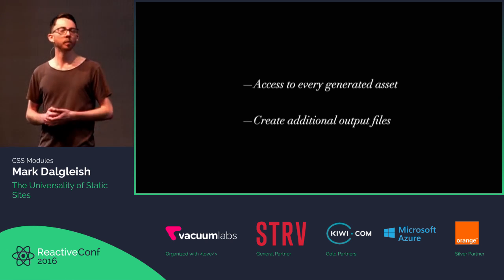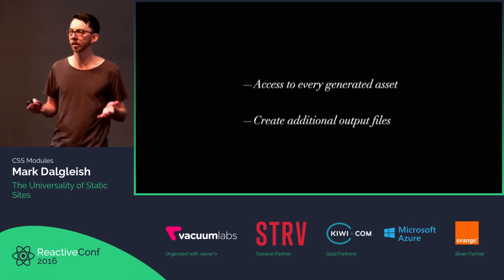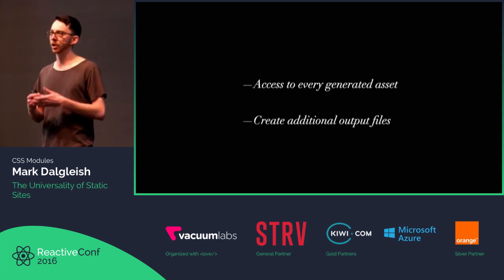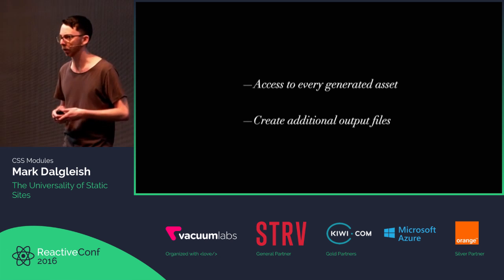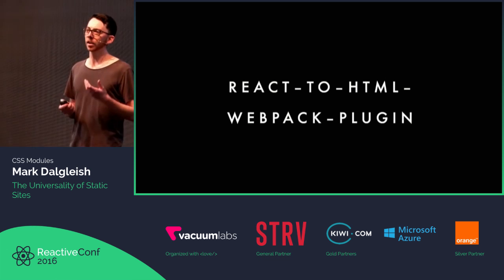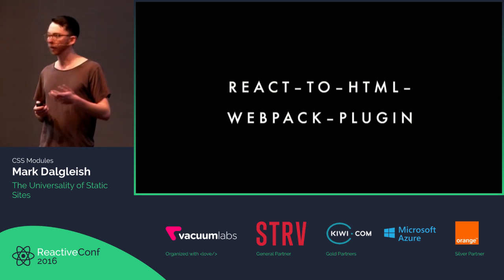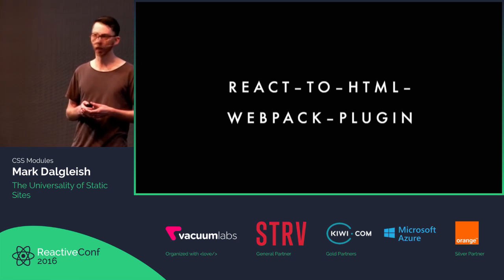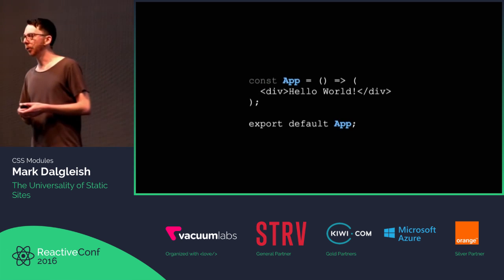Many of the most common plugins do this. For example, the extract text plugin that generates CSS. That is reading your source code and generating extra CSS files as a result. That's the kind of power we needed in this case. And that led to the creation of a somewhat hacky but definitely workable solution called React-to-HTML Webpack plugin. And it would basically look like this.